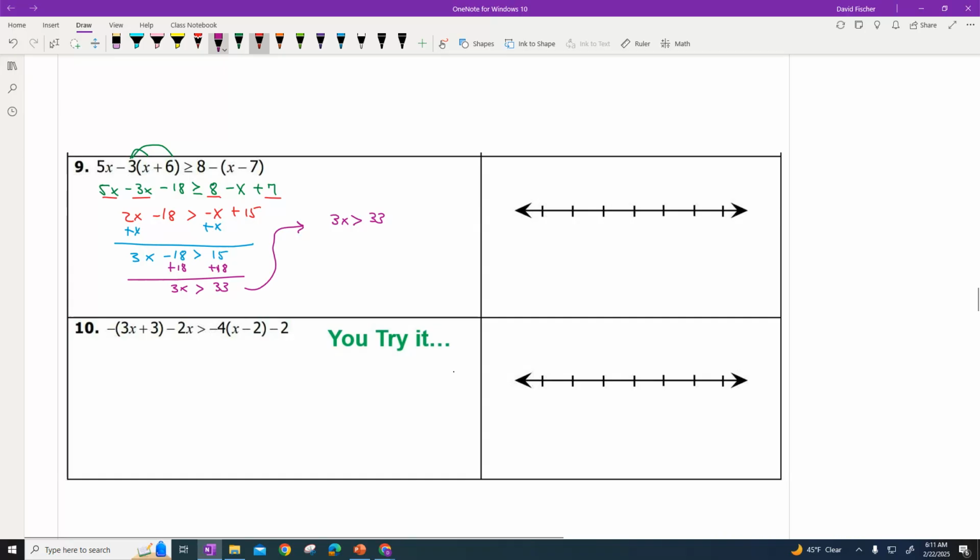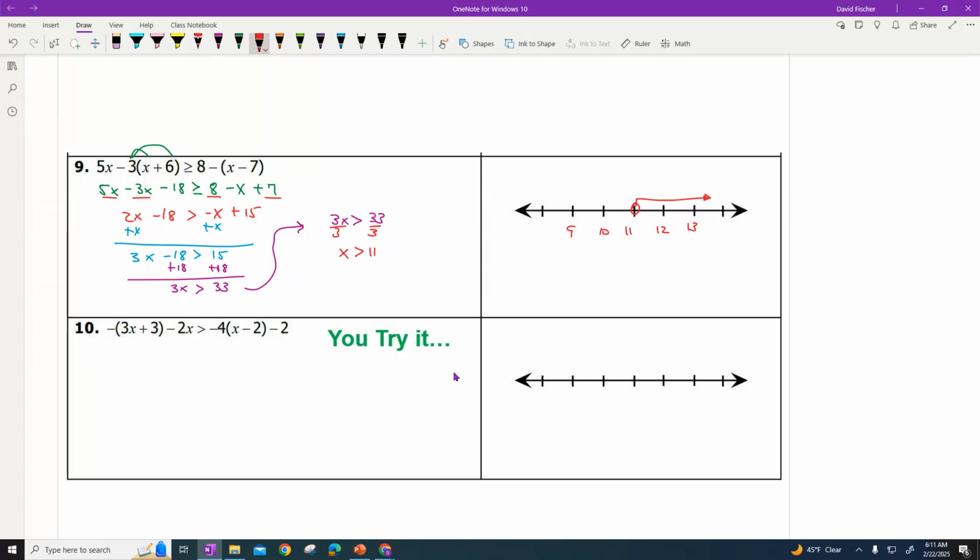Okay, I was running out of room when I was making my answer key today. It's okay. I didn't divide by a negative, so I want to keep that sign going that way, and I know 33 divided by 3 is 11. Open circle and going to the right.